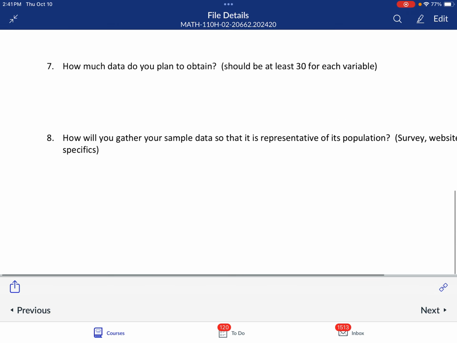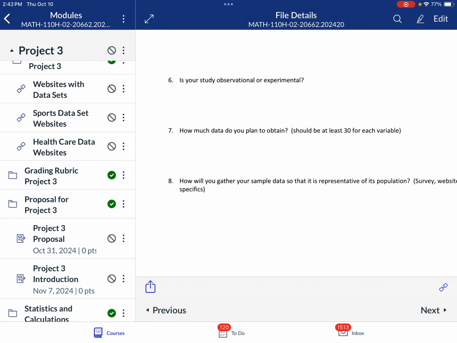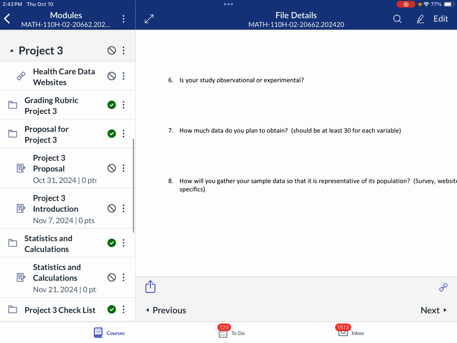How will you gather your sample data? If you're sending out a survey, or collecting it from classmates, or from an online source, make sure it's stated. That also needs to be explained in your introduction. So the first thing is going to be this proposal. This is the first due date that we have. It's for me to get an understanding of where you want to go with your project.